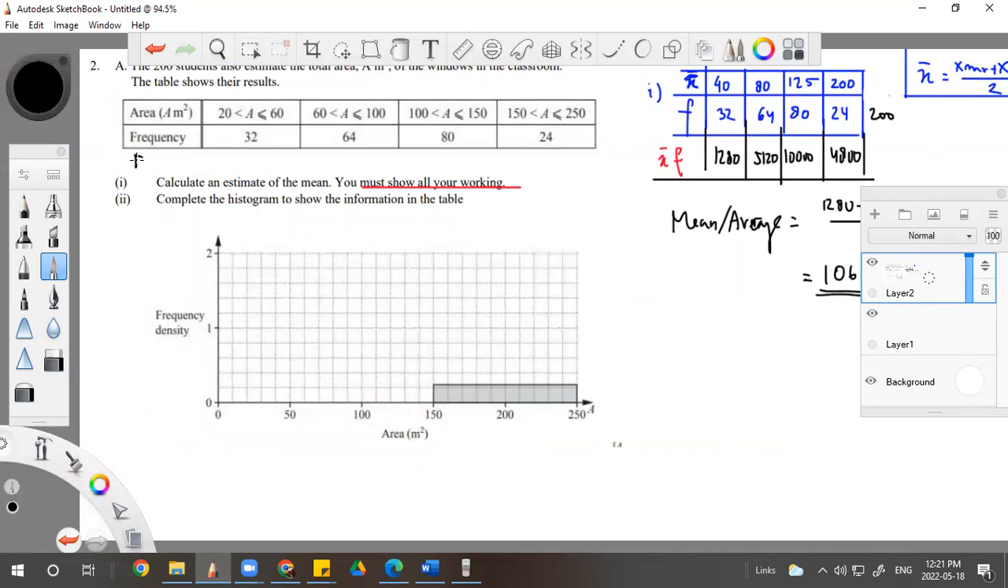So the frequency density is supposed to be the frequency. Okay, I put it on below part 2. The frequency density is always the frequency over the range. Okay, now what you need to do is try to find the range of each of the intervals. Okay, the range is 20 and 60, so 60 minus 20, 40.